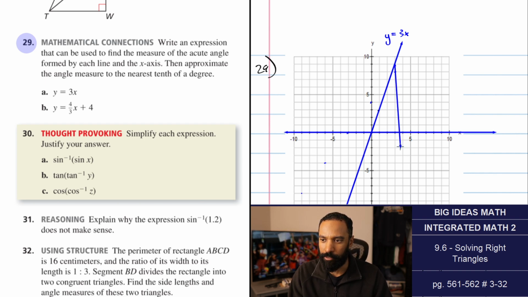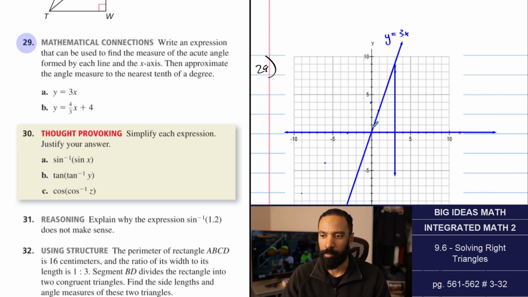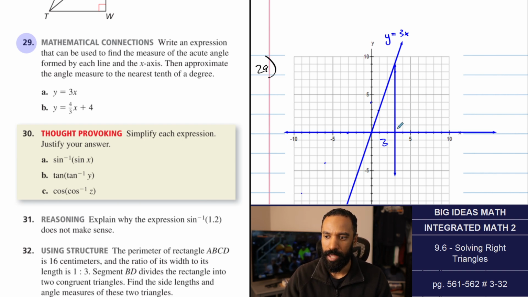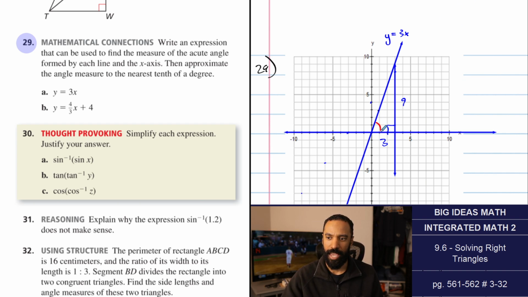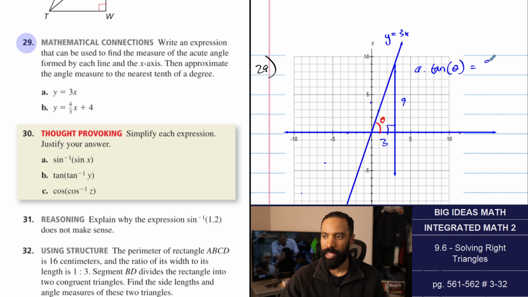It's all similar triangles from here, right? So if I could draw a line from here, for example, you can make it smaller or bigger, but this is a length of 1, 2, 3, and 1, 2, all the way up to 9, right? 3 and 9, right angle. We want to find out what this angle is right here. If I call it theta, I can use tangent. This is part A. Tangent of theta is 9 over 3, which is 3. Theta is the inverse tangent of 3.